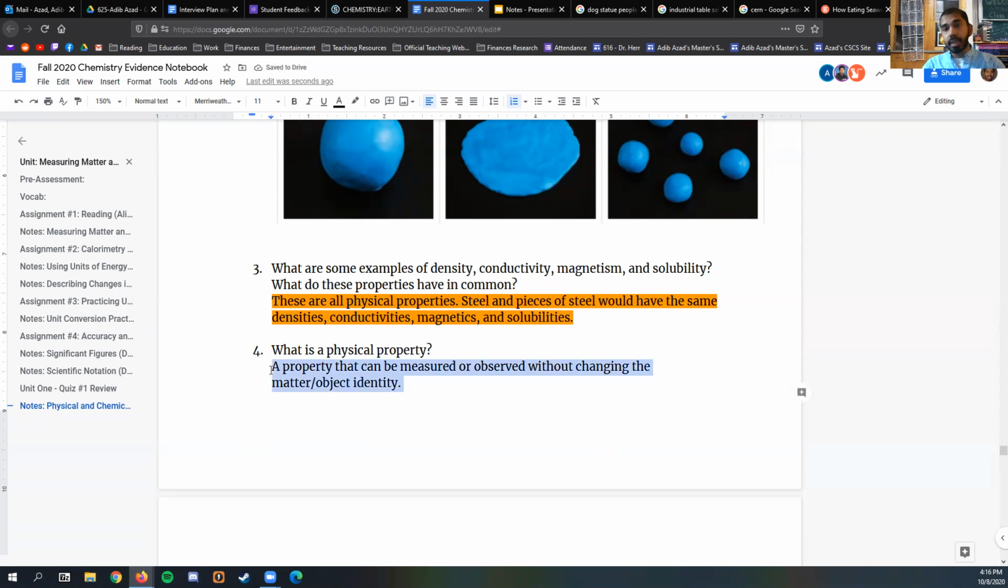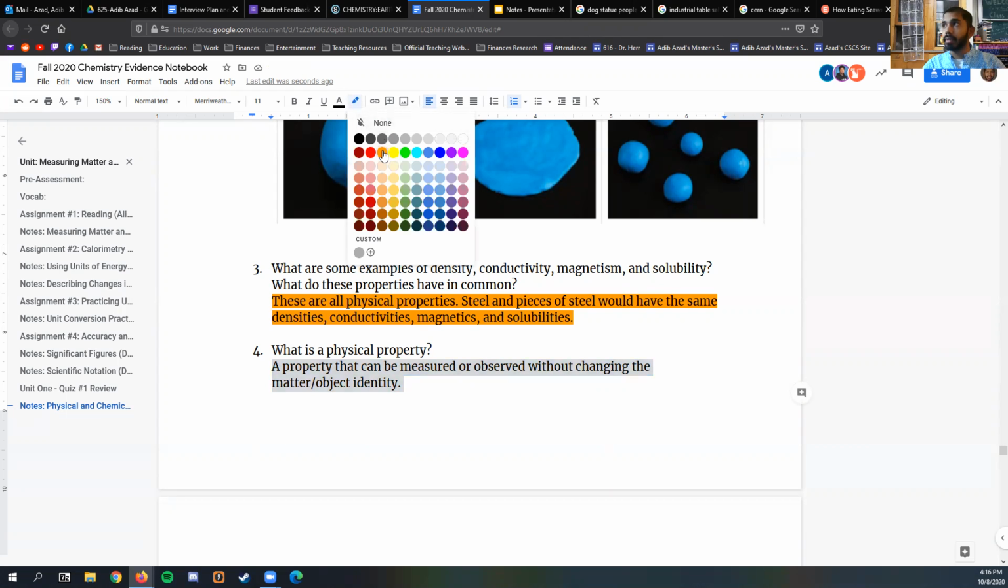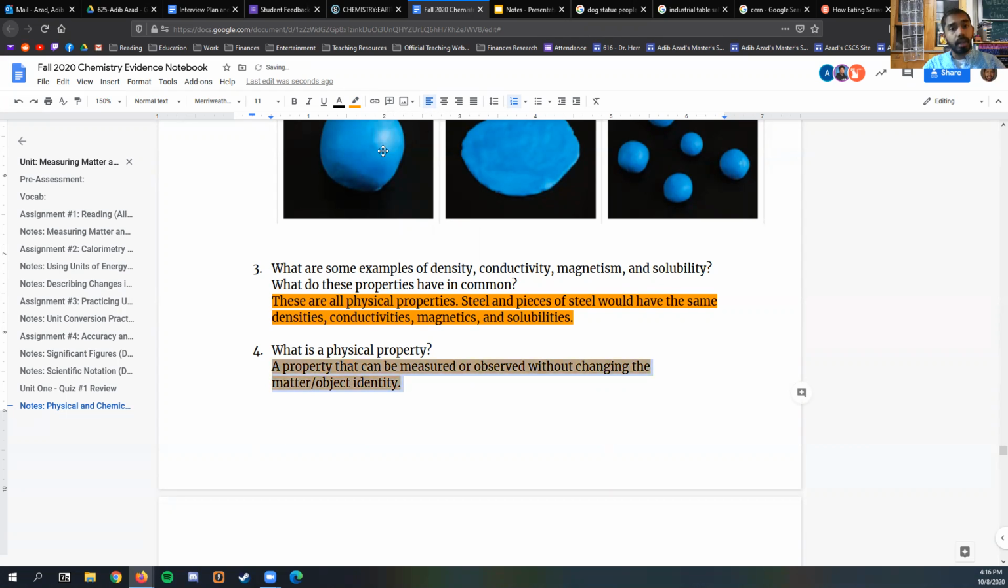And so you could measure the density of an object without needing to do a chemical reaction for it. You can measure the conductivity of titanium before needing to change what that object is. So these are all properties that you don't need to really mess around with. You can just measure it, observe it, and the matter can stay the same.